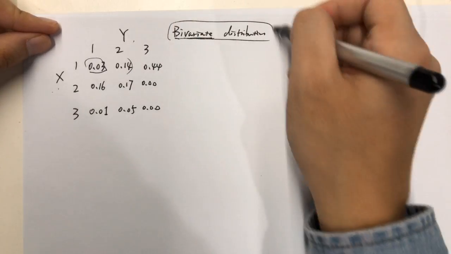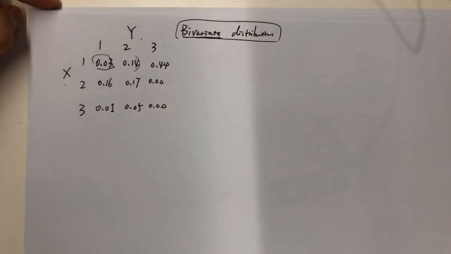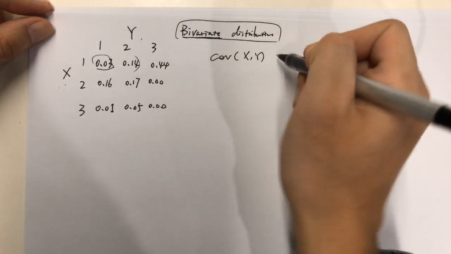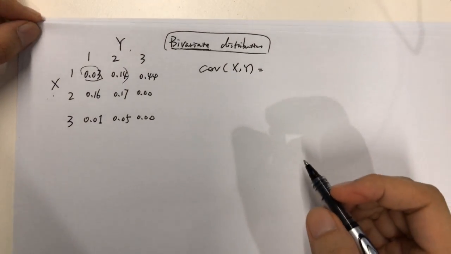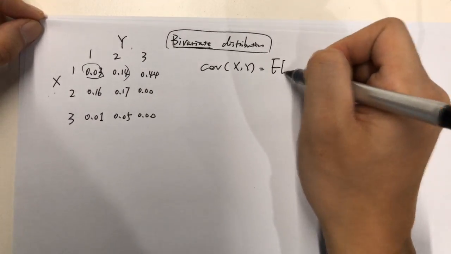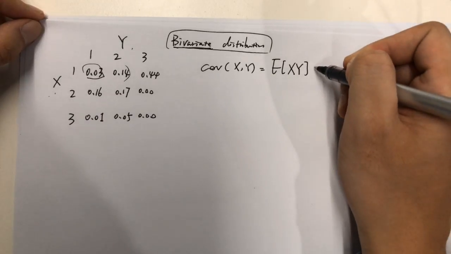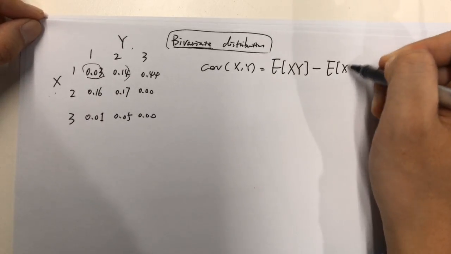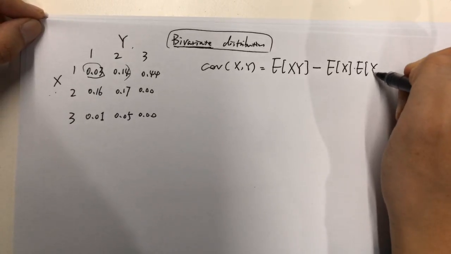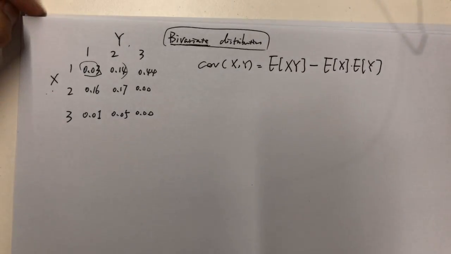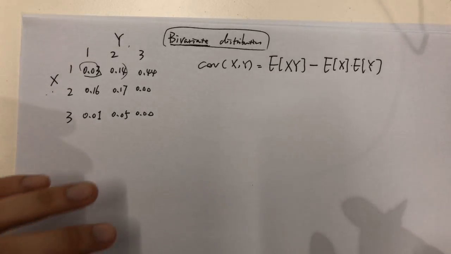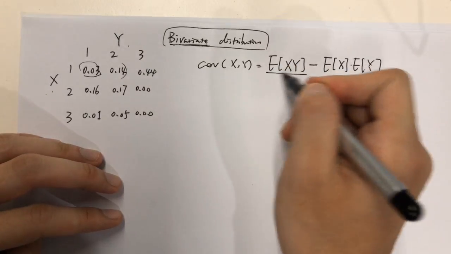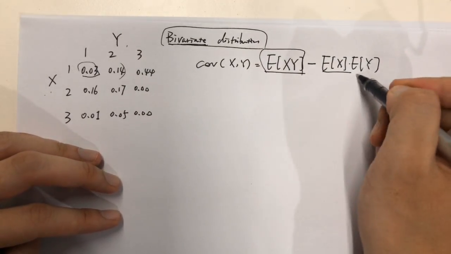So if you are given a bivariate distribution, there's very likely to be a question asking you the covariance between x and y, right? And in your formula sheet, this covariance is given by the expected value of xy minus the expected value of x times the expected value of y. You remember that? So what we can do is calculate E[XY] first and then E[X] and E[Y].